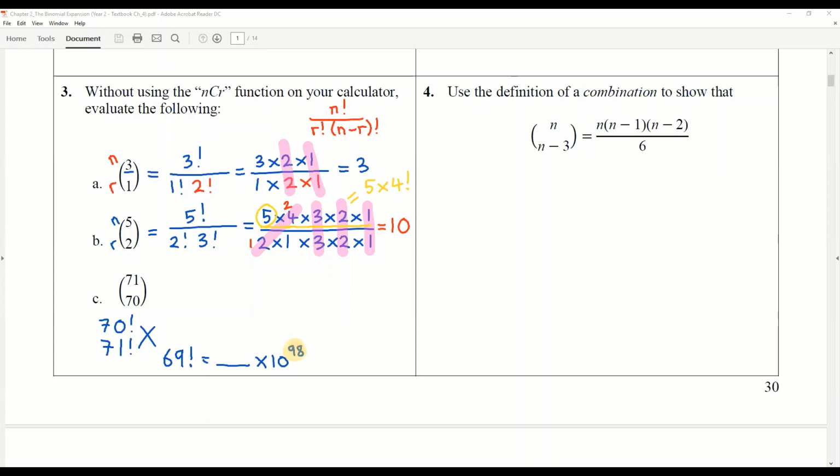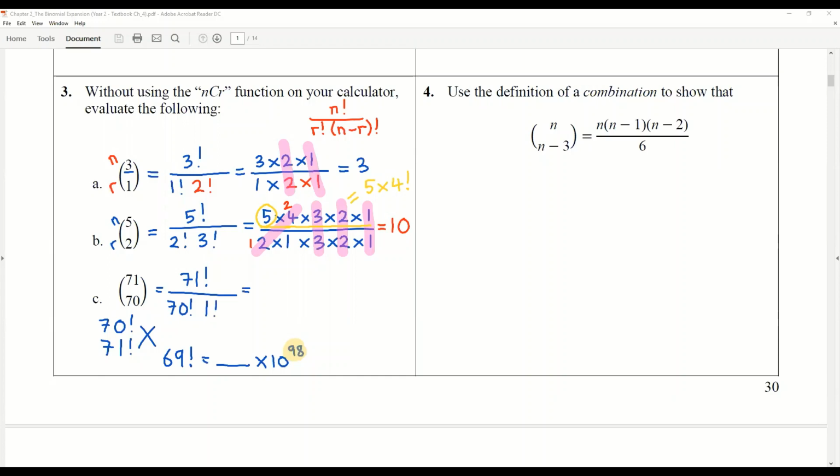And the definition is really nice if we use it. So let's just write it out explicitly. So this is 71 factorial over 70 factorial. And then the difference between the two is just 1 factorial.